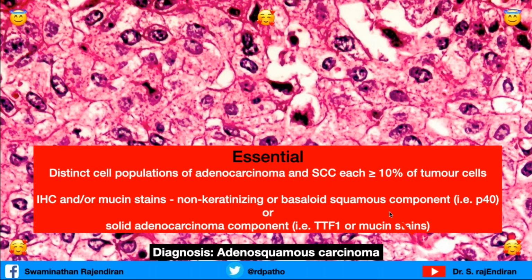Super. So the distinct cell populations of adenocarcinoma and squamous cell carcinoma should each be more than 10% of the tumor. Okay. IHC or mucin stain in case of non-keratinizing or basaloid squamous component is very essential. And whenever there is a solid adenocarcinoma component, we have to do p40 also to see if there is any squamous component.